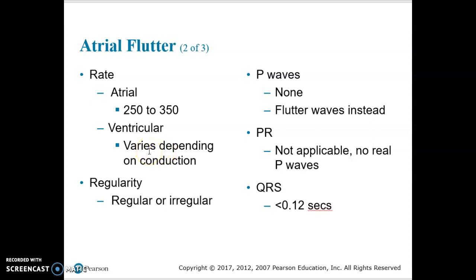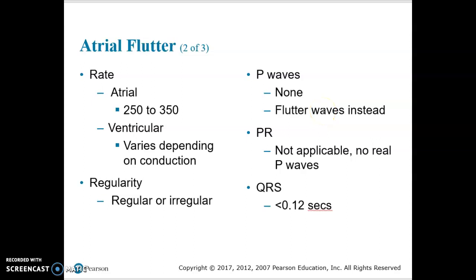If you don't understand what I'm saying with that, please let me know. But remember, we said the AV node is the gatekeeper. The atrium's firing at a really, really rapid rate, but the AV node is only going to let certain amounts of these signals come through. So however many it lets through is what the ventricular rate will be. So it's going to vary depending on what that AV node allows. The regularity can be regular, or it can be irregular. We do not see P waves. They are flutter waves instead, which I will show you in a future slide.